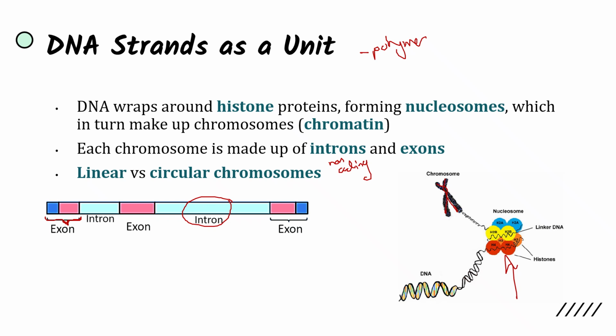And we also have to talk about linear versus circular chromosomes, where within eukaryotes and humans we have linear chromosomes. We've got DNA that can be condensed to a linear form, whereas in prokaryotes such as bacteria, chromosomes are going to be circular. There is going to be 1 or 2 strands of DNA that is circular.